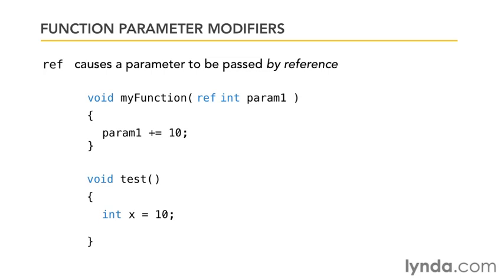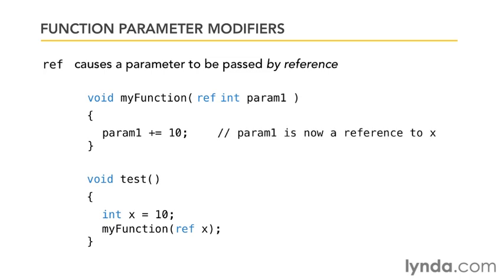So now here I have my test function, and I've got my integer variable named x. Now when I call the function, I also have to put the ref keyword in front of the parameter that I'm passing to the function. When I do this, param1 is now a reference to the x variable and not a copy of its existing value. This line of code here, param1 plus equals 10, will in fact change the value of x down in the calling function. X will now be equal to 20 when this function returns.